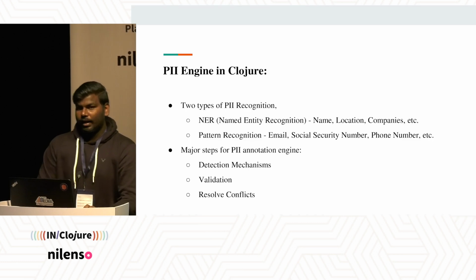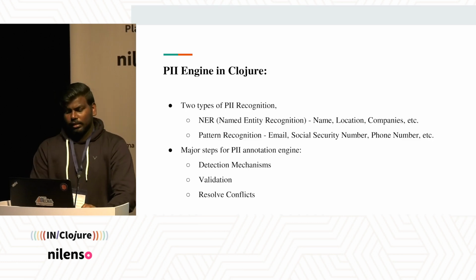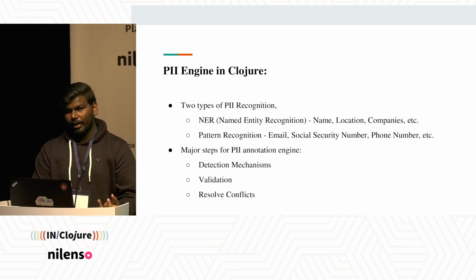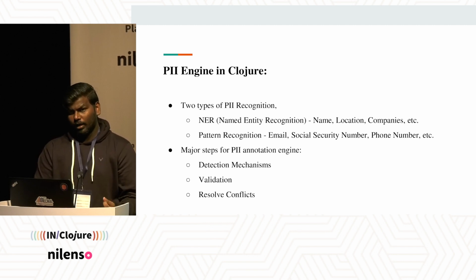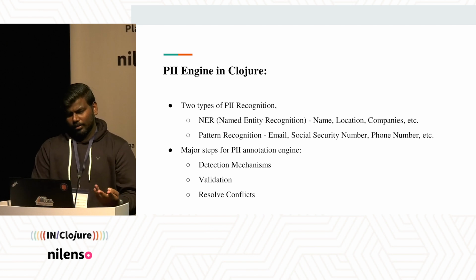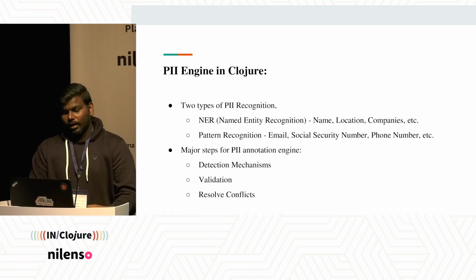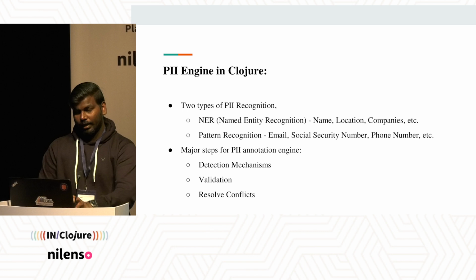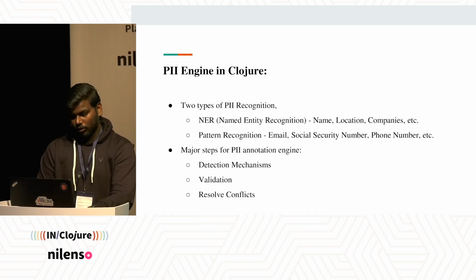Another part is pattern recognition. Pattern recognition is nothing but giving a certain pattern for detecting the information, like our email, Aadhaar card number, phone number, and social security numbers, like that. When we give the pattern, it will automatically detect. In PII detection, I am using pattern recognition only. Now I can show some samples for that also.